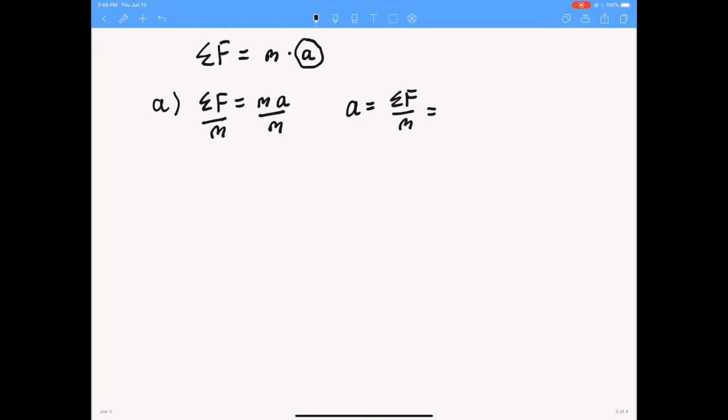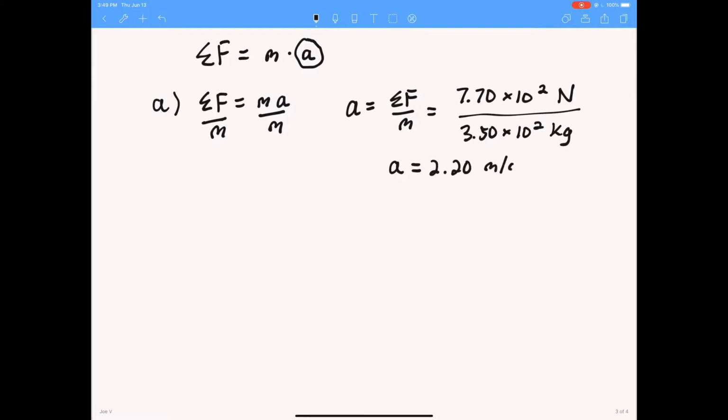We know that our net force is 7.70 times 10 to the 2 newtons, and our mass is 3.50 times 10 to the 2 kilograms. Your resulting acceleration is 2.20 meters per second squared.